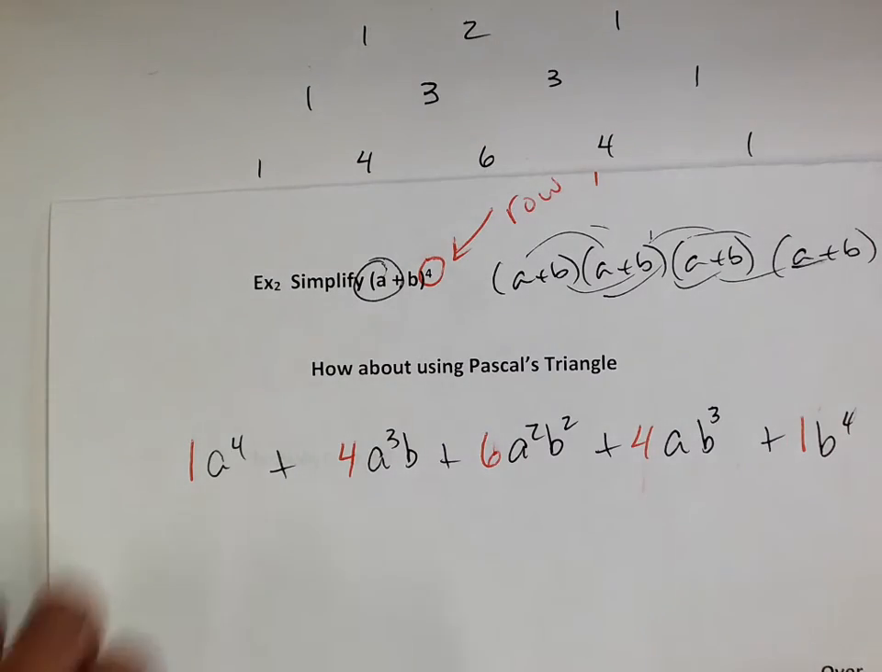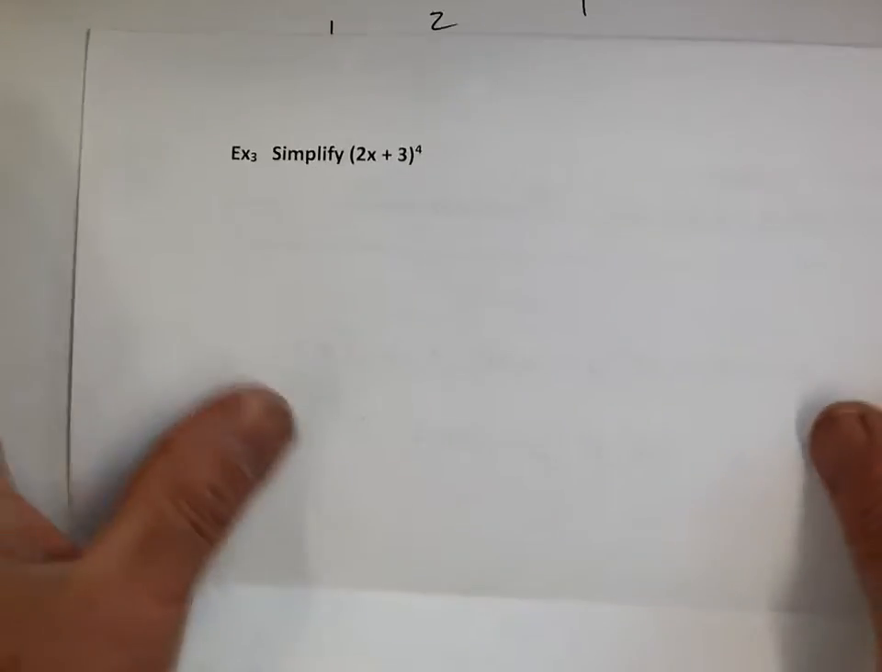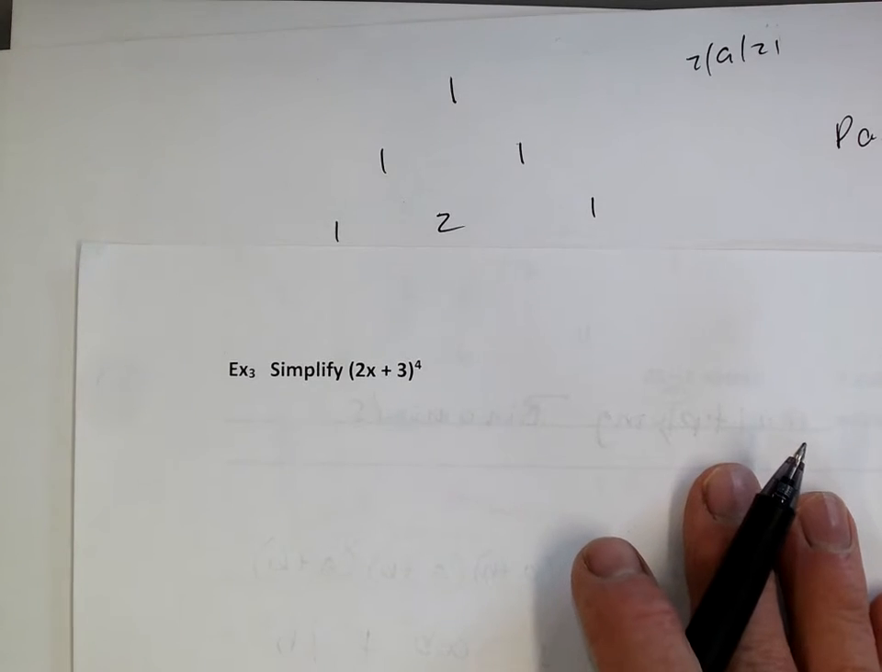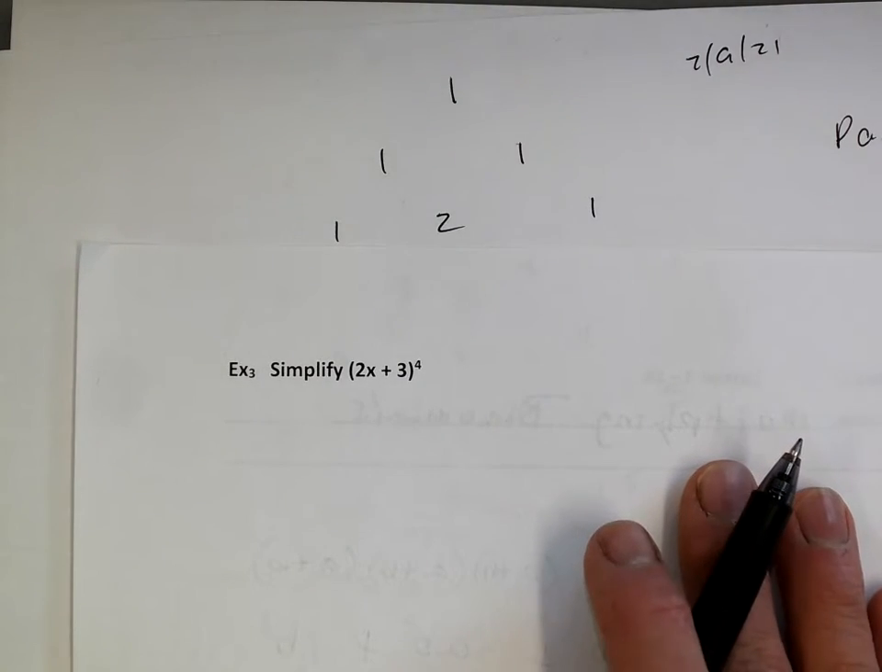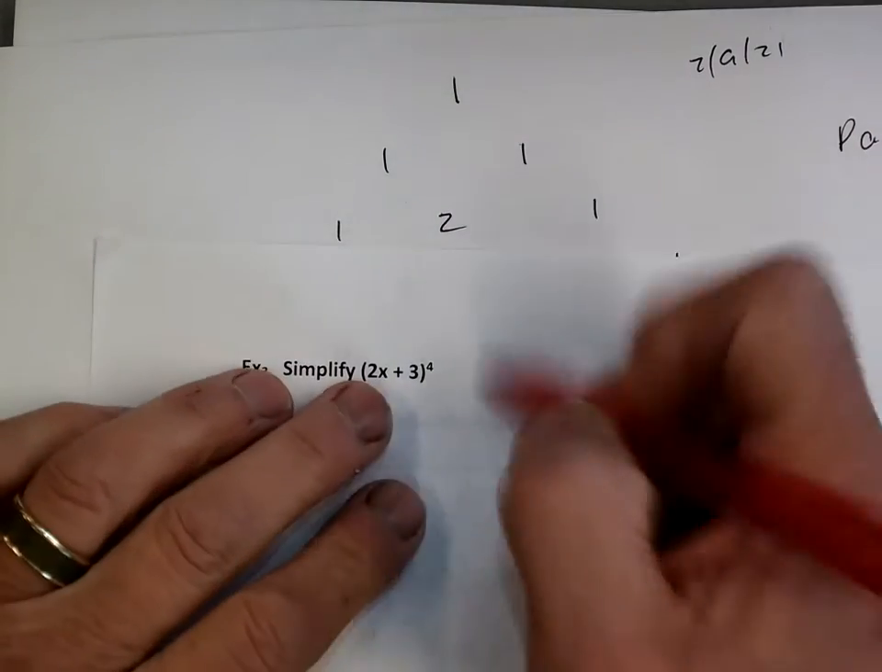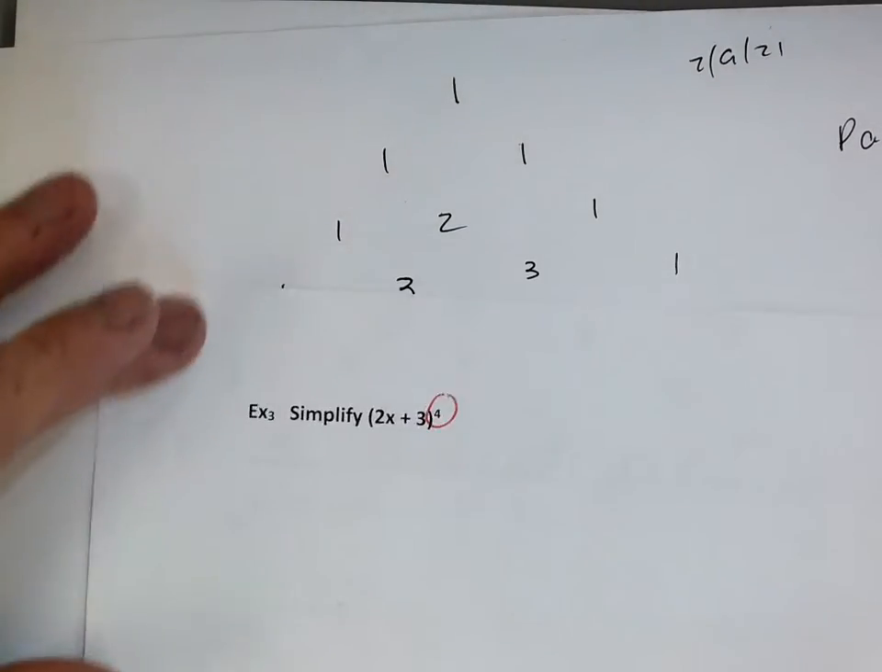Instead of A's and B's, let's take a look at the next problem, okay? So, the next problem is not A's and B's, but it's 2x and 3. We're going to do the same process, okay? So, what row? Tell me what row I'm going to do. What row? 4. Row 4, okay, good. I'm going to go to row 4.